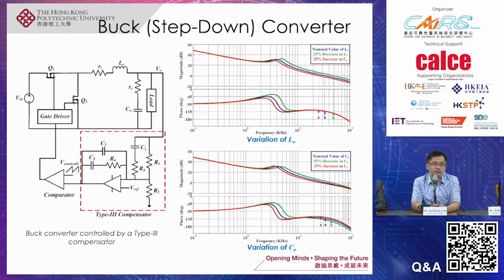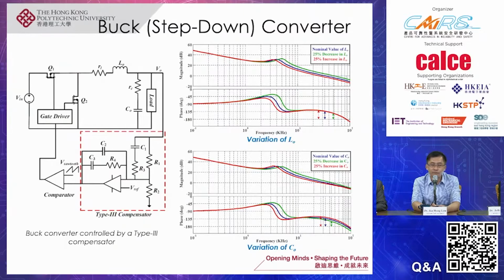So in front of you, you'll see a typical configuration of a closed-loop controlled buck converter, which is a step-down DC-DC converter. On the left-hand side, you can see the changes in the inductance value and the capacitance value. Here we have included three cases: the nominal value, 25% decrease, and 25% increase in the values of the inductor and capacitor. They will actually cause a significant change to the frequency response of the converter, and therefore it will affect the closed-loop performance of the converter.